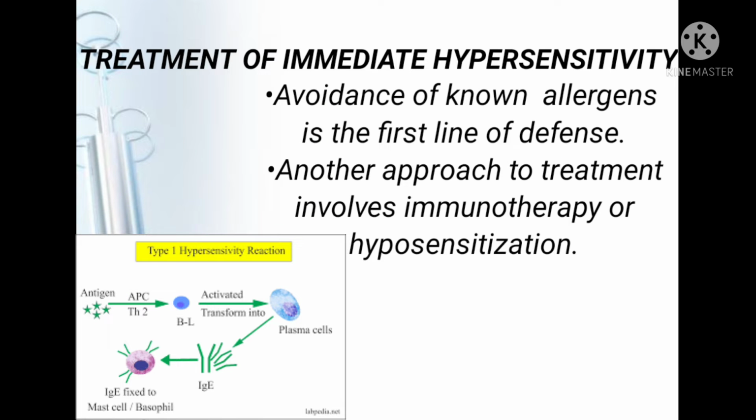As for the treatment of immediate hypersensitivity, avoidance of known allergens is the first line of defense. This includes environmental interventions such as encasing mattresses and pillows in allergen-proof covers and not allowing pets inside the house. Another approach of treatment involves immunotherapy or hyposensitization.